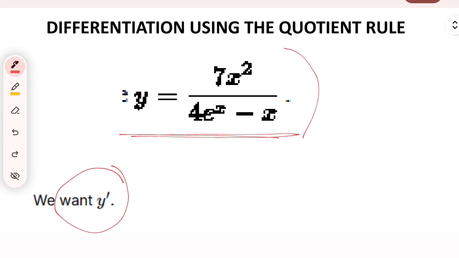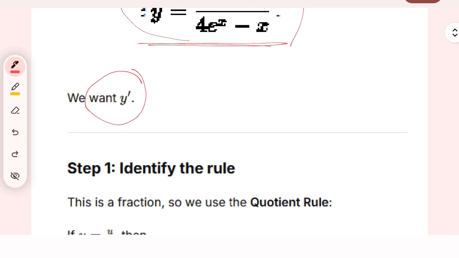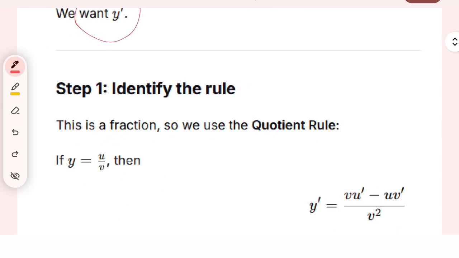If you are given a problem like this, you need to first identify what rule you need to apply. Will it be the quotient rule? Should you apply the chain rule or the product rule? That is the first step: you need to identify what rule to apply. But in this case, it is very obvious that it is a fraction, so there is a numerator divided by a denominator.